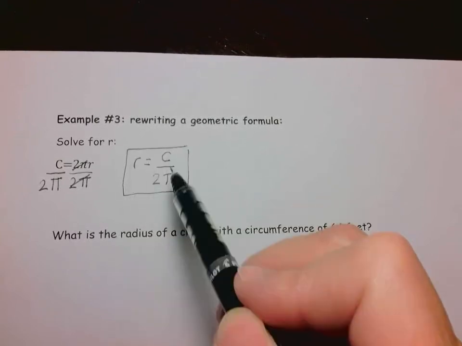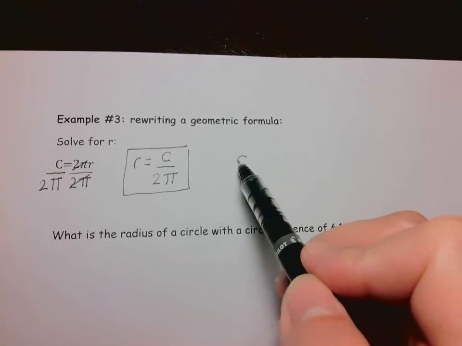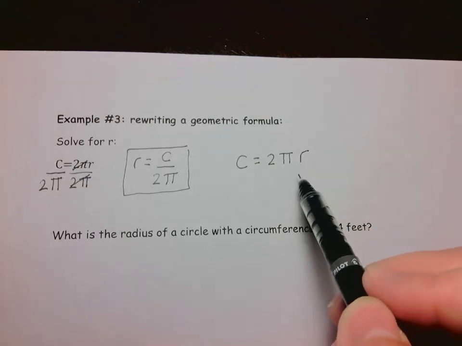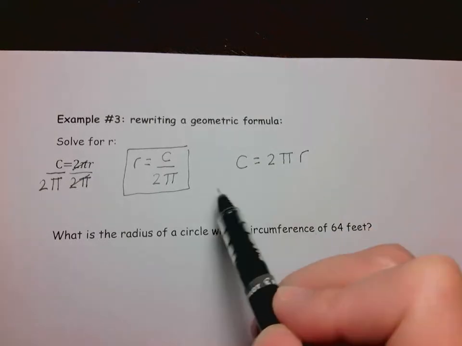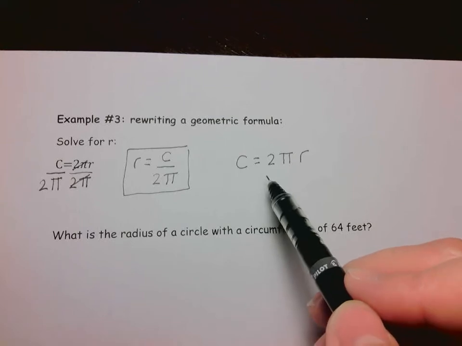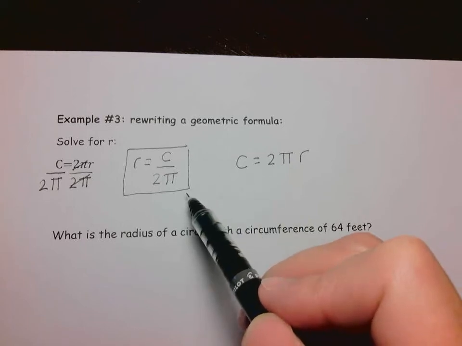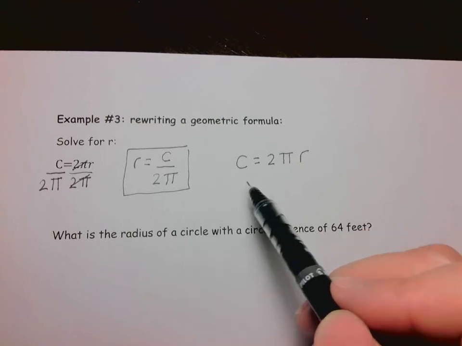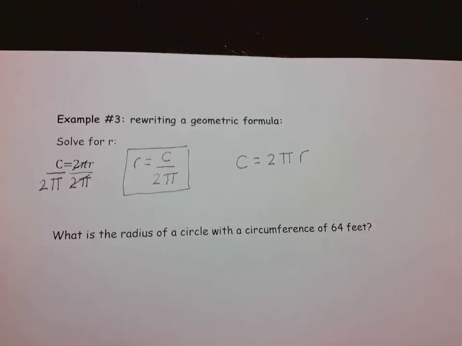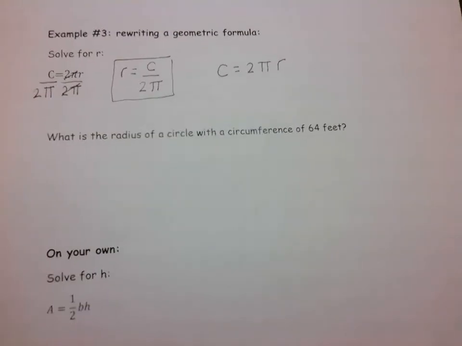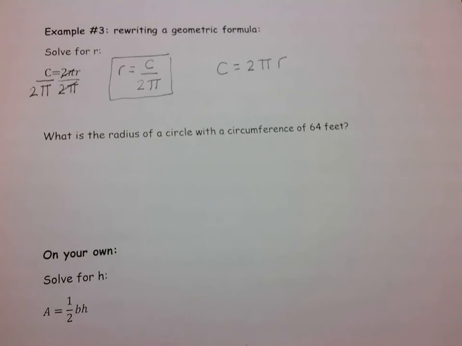So let's look at that relationship. The original problem says that the circumference equals 2 times pi times r. So we can also say that the radius equals the circumference divided by 2 pi. This is why a formula tells us a relationship between quantities. And so then it says, now that you did that, what is the radius of a circle with a circumference of 64 feet?